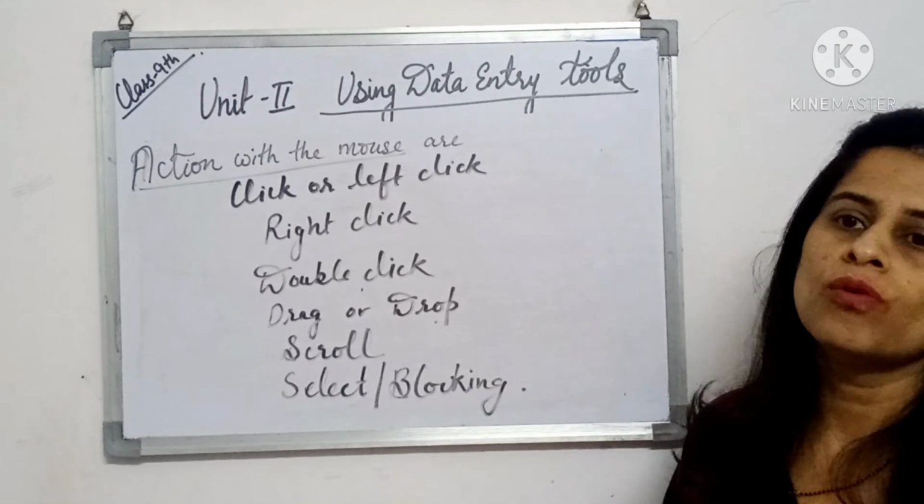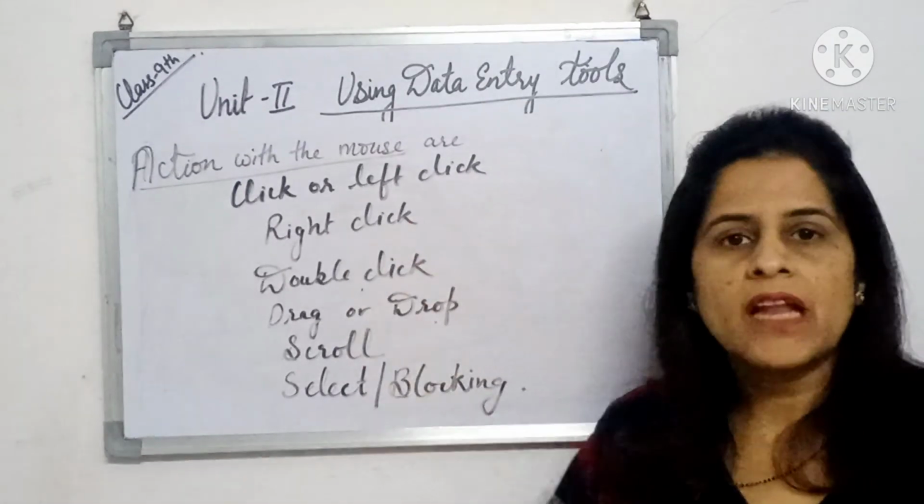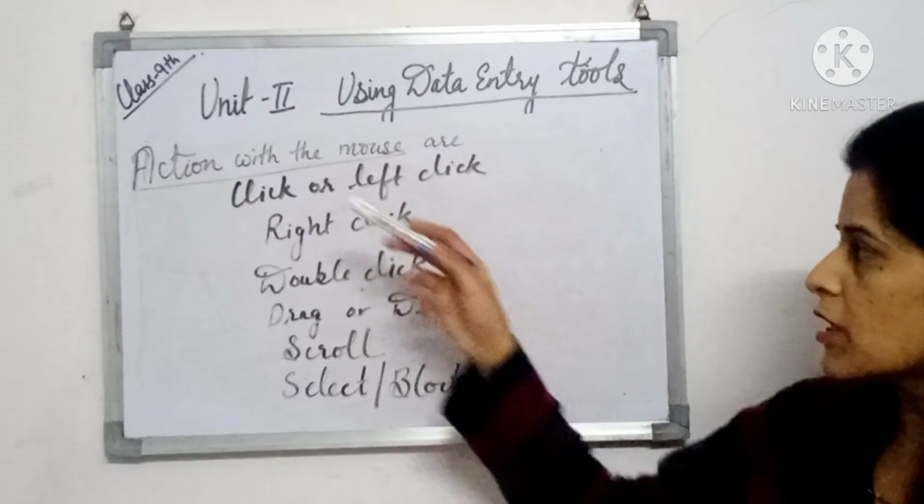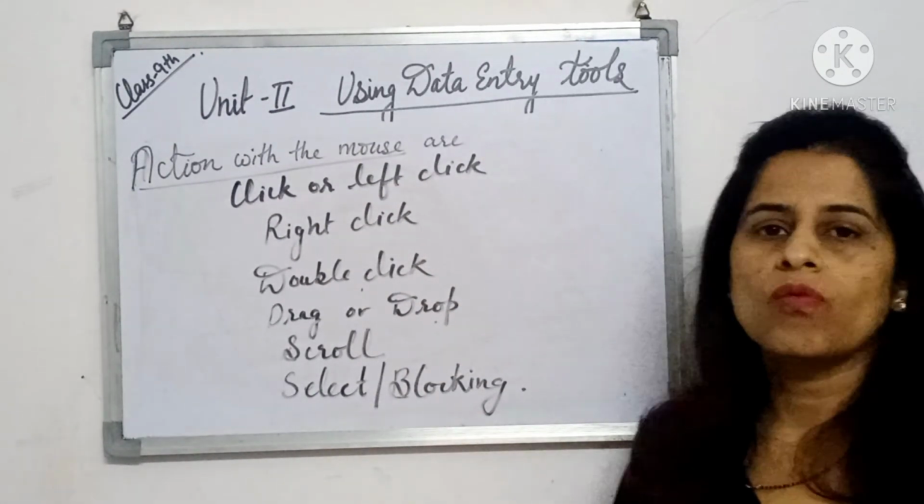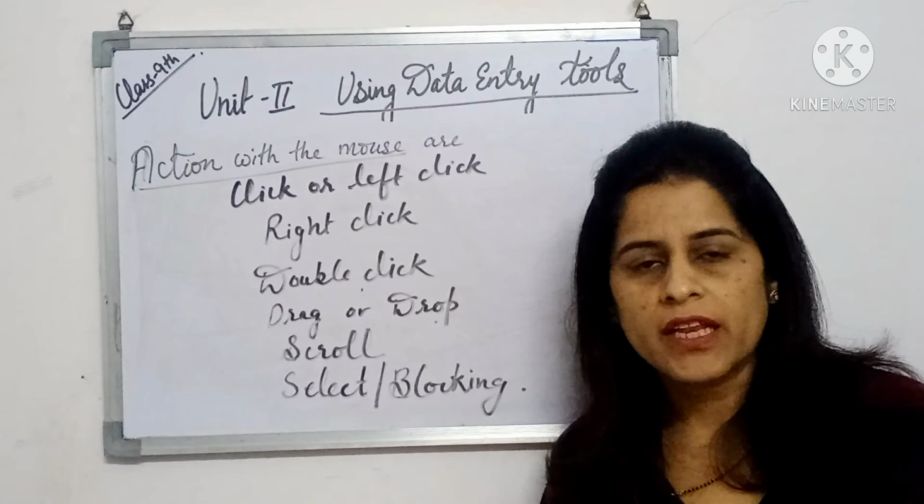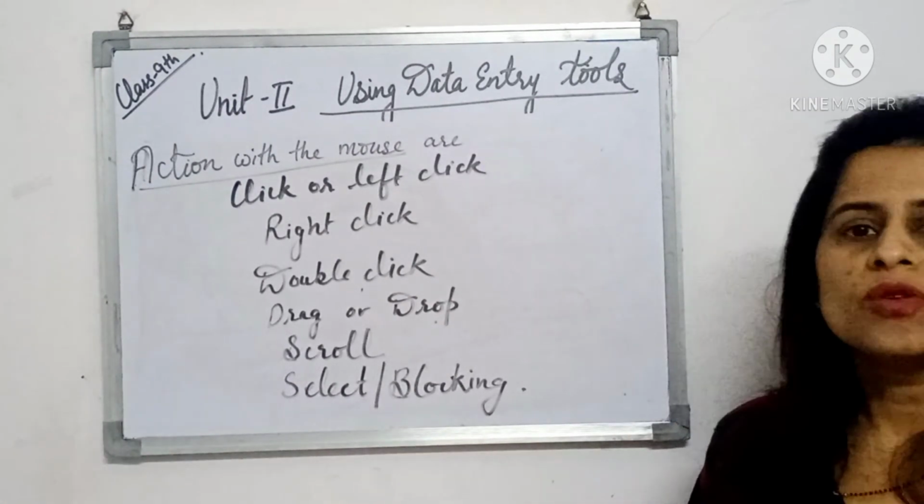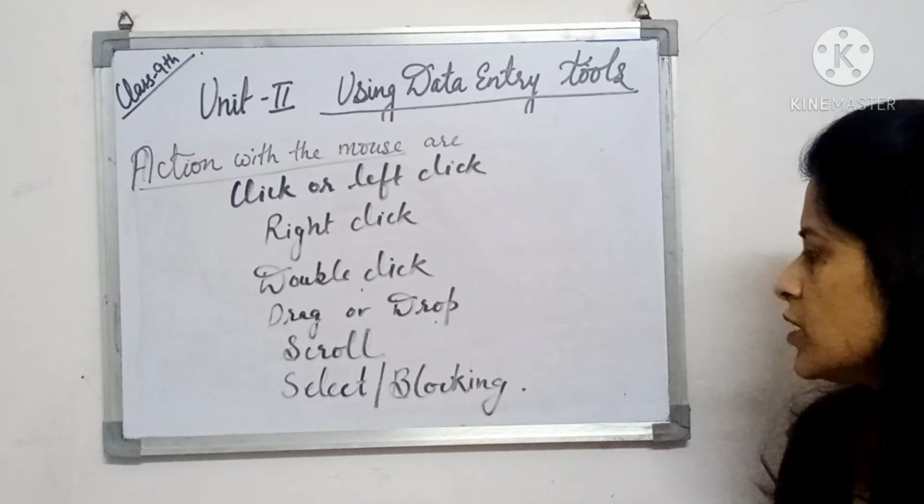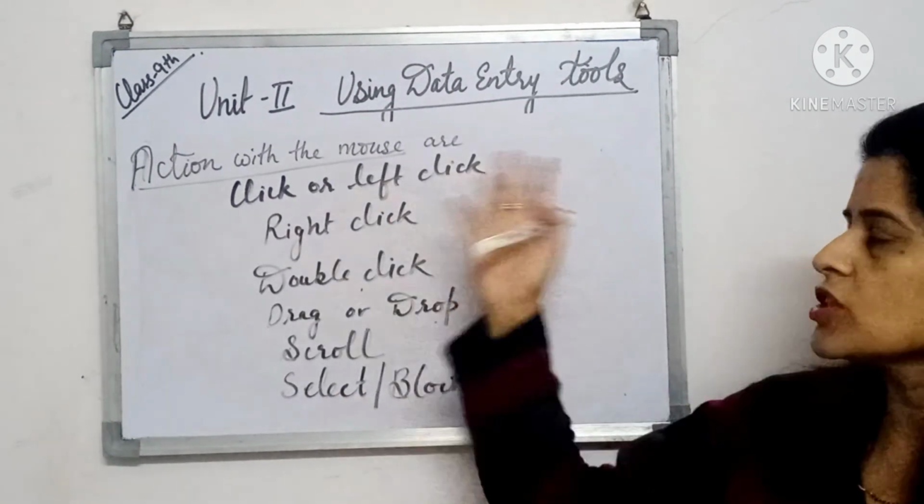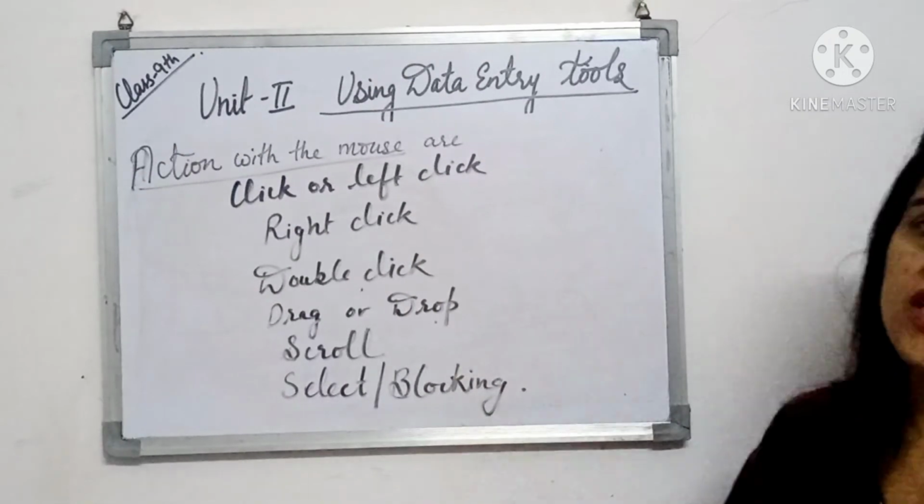When we want to move your page up and down, then we use the scrolling option. Select and blocking: when you want to select some particular area of a page and you want to do some editing in it, that you want to cut it, or paste it anywhere, then we use the select and blocking actions with the mouse. So these are all the actions with the mouse.